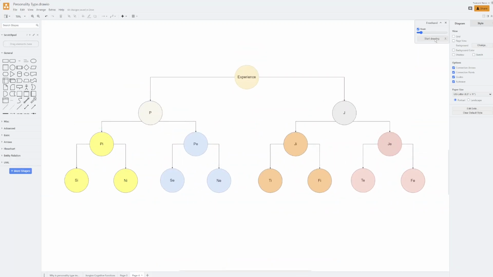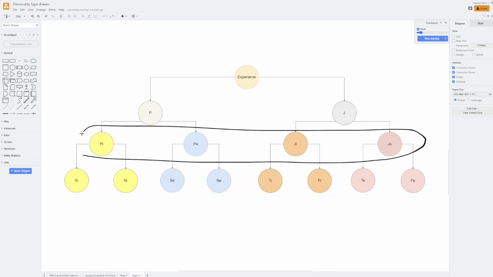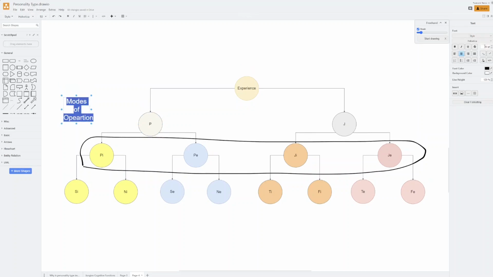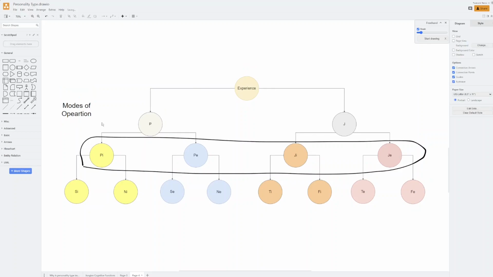And this third layer is what we will call, from now on, modes of operation. So those are the modes of operation here, and in today's video, we're going to explore a bit of those.